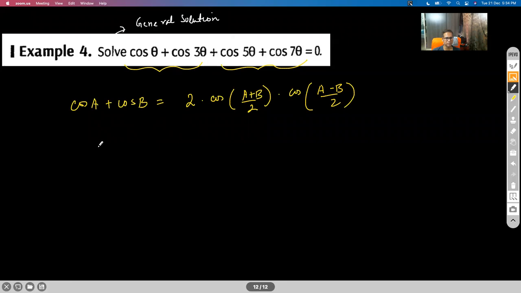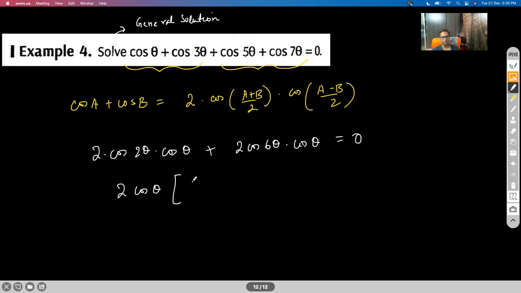So the first two terms will give you 2 cos of (theta plus 3 theta)/2, which is 2 theta, and (theta minus 3 theta)/2, which is minus theta. But cos does not care about negativity of the angle because cos is an even function. So whether you say cos minus theta or cos theta, it doesn't matter. Same with the other pair, it'll become 2 cos 6 theta into cos theta. And this is given to you as zero.